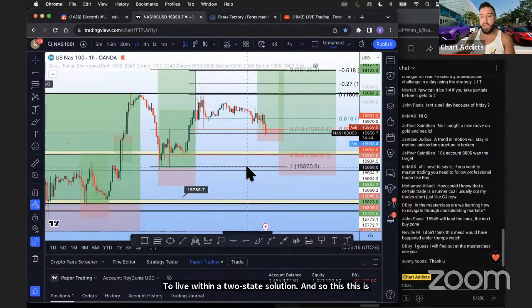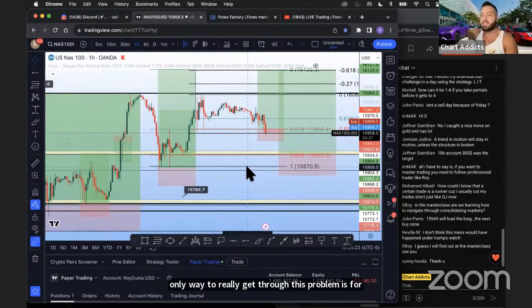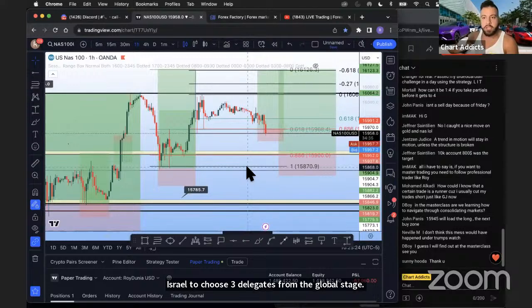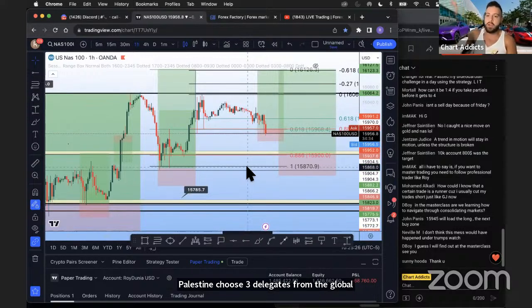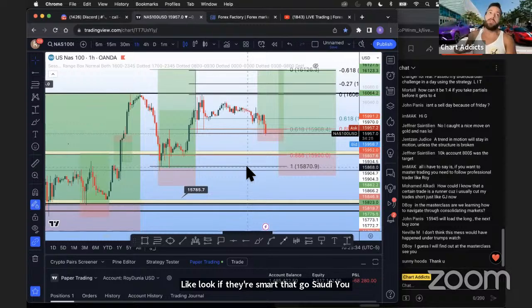And I think the only way to really get through this problem is for Israel to choose 3 delegates from the global stage, Palestine to choose 3 delegates from the global stage. I'm assuming Palestine would choose Saudi Arabia. Look, if they're smart, they'd go Saudi, UAE. You can't even do Iran because they're going to mess up the whole deal.